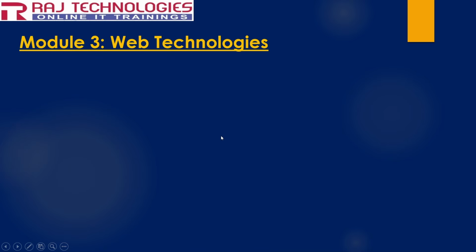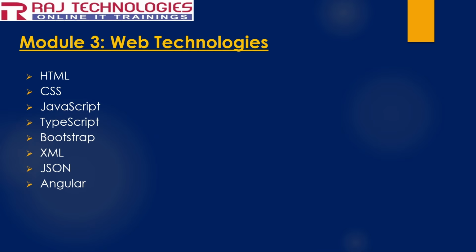Then module 3, very important one. This is mainly for the front end part. The main use of going with web technologies is to display the content onto the web browser. In our course, we will be learning the web technologies like HTML, CSS, JavaScript, TypeScript, Bootstrap. Even we go with XML and JSON. And finally, very important one, Angular.